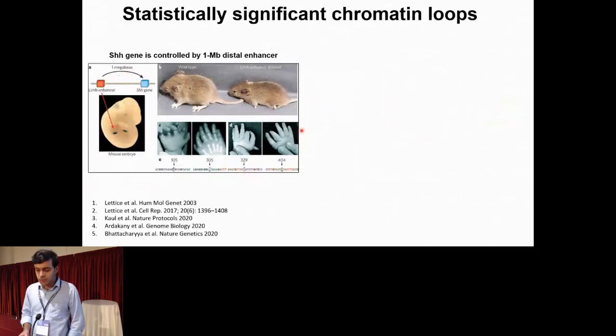So for these chromatin loops, as you can see from this example, the sonic hedgehog gene in mouse is regulated by a limb enhancer more than a megabase away. And it was demonstrated in this Lettice et al. paper. If you delete the enhancer, you can see abnormal limb development. And if you mutate the enhancer, you can see abnormal finger development. So that shows the regulatory enhancers are highly important in regulating the transcription of a promoter.